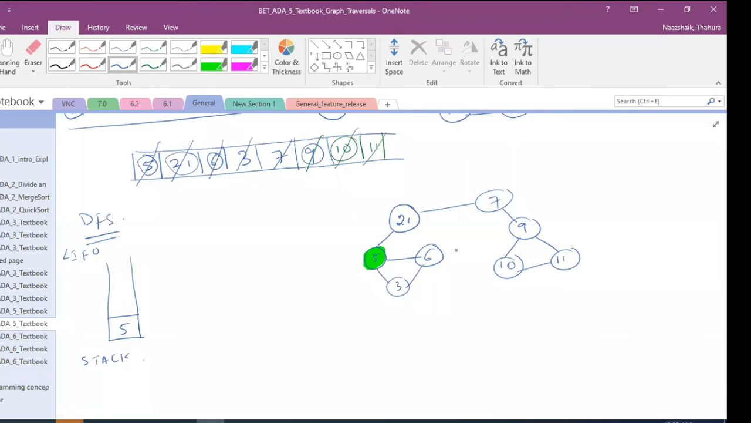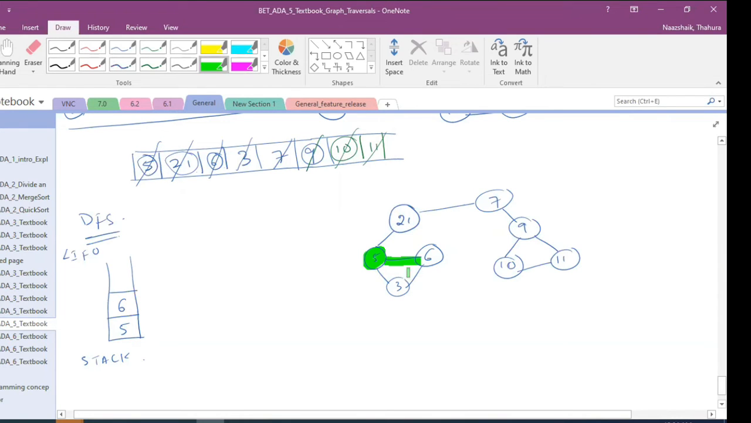Which one do you like to pick? Do you like to pick 3, 6, or 21? You can pick any. You have 3 choices. 6. Okay. Let's pick 6. So I'll add it to the stack. So I visited 6, right? So from 6, what are the options? Where all can I visit?